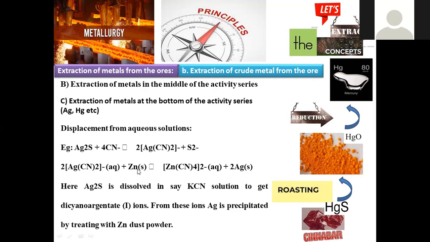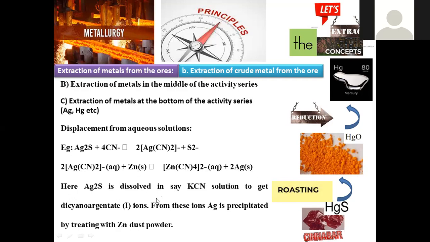The silver cyanide that is generated can be treated with zinc metal. When zinc metal is treated, what happens? Compared to silver, the reactivity of zinc is more. That's the reason it will obviously replace silver, so the pure form of silver is obtained and the zinc is converted into zinc cyanide. So here pure silver will be extracted.